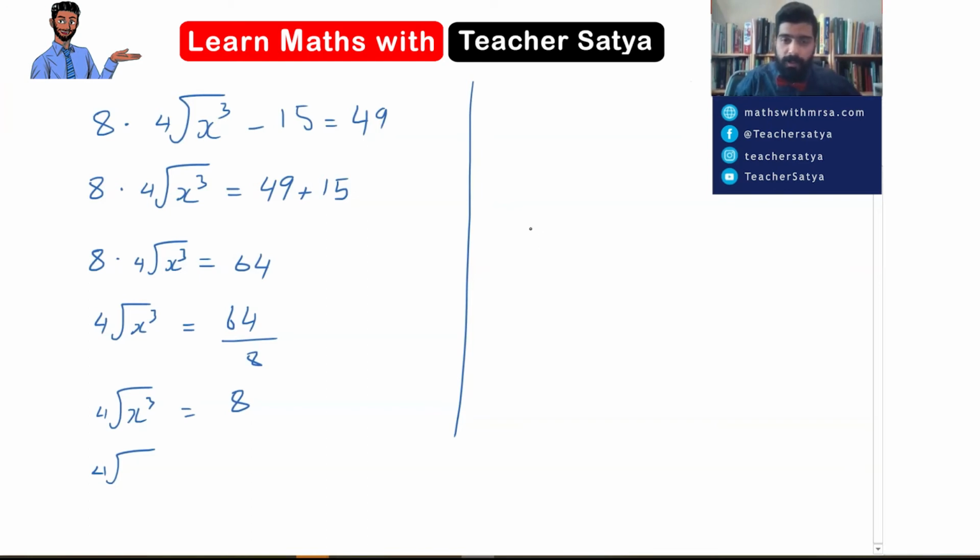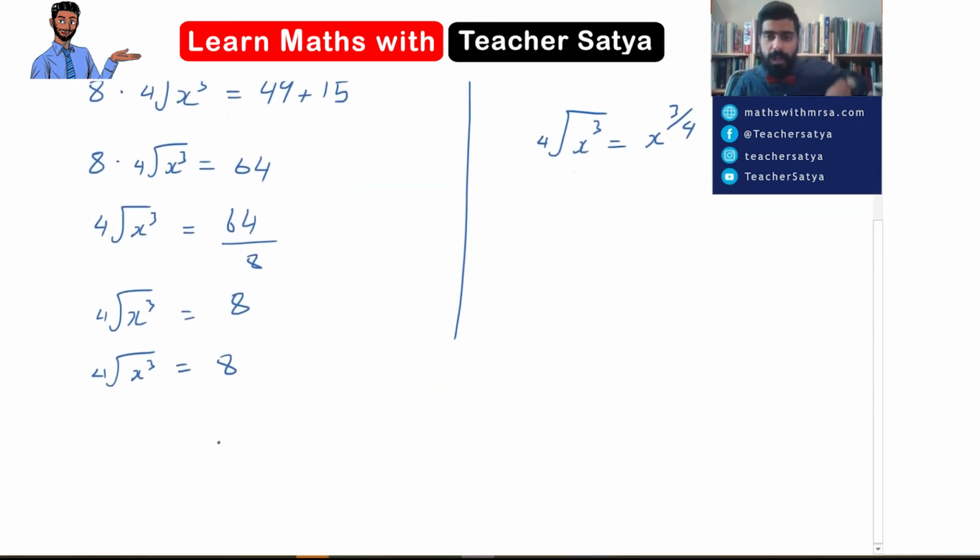So we have 4th root of x to the power of 3. This we can write as x to the power of 3 over 4, right guys? So we're going to write it as a fractional exponent. What we have here, 4th root of x to the power of 3 is equal to 8. We are going to write it as a fractional exponent.